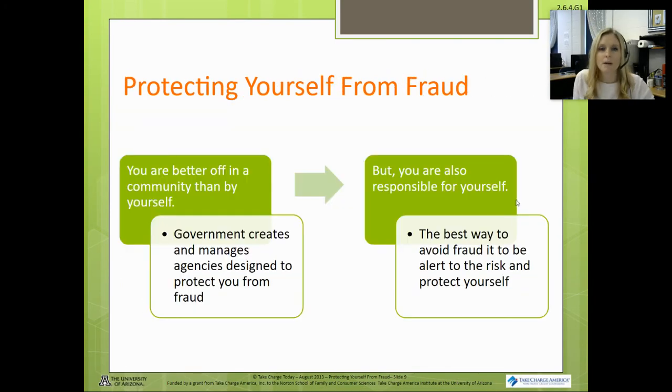Oops. So, a quick note, protecting yourself from fraud is easier when you are part of a community because we have, as part of our community, some government agencies that are going to protect you from fraud in general, protect the general population and consumers. But you're also responsible for yourself. And the best way to avoid fraud is to be alert to the risk and protect yourself.